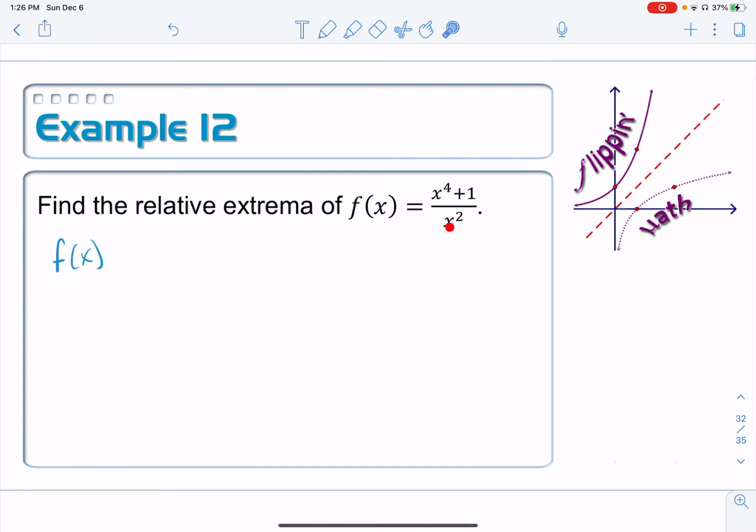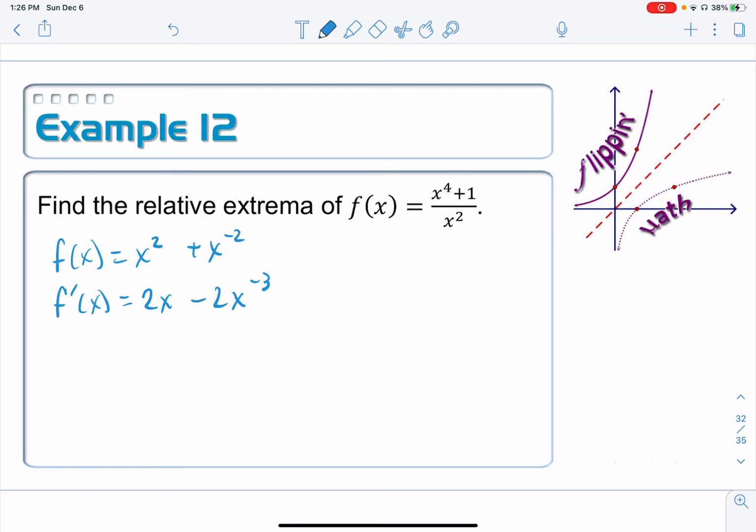I'm going to divide x squared into both of these things and get x squared plus x to the -2 power. There we go. And now we can just use the power rule and not have to worry about the quotient rule. So much easier. F prime of x is equal to 2x. And then minus, after we leapfrog that -2 down, 2x to the -3rd power.